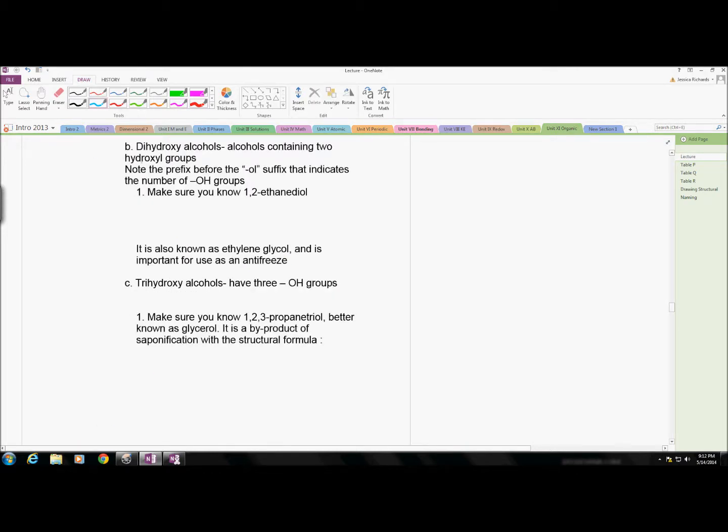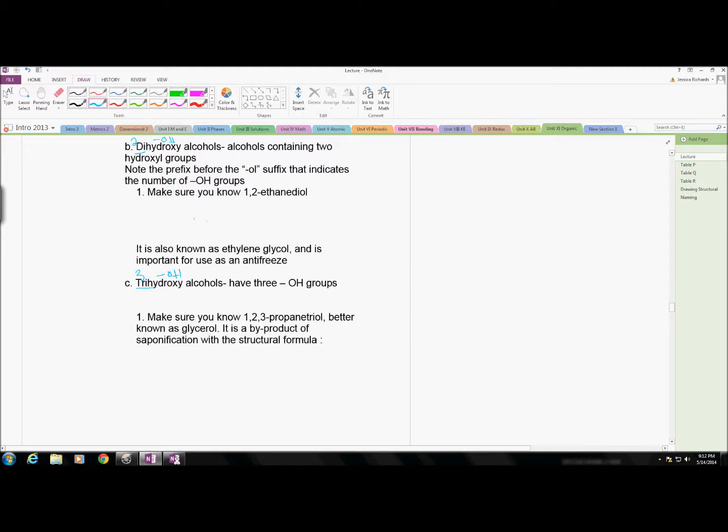Two other classes of alcohols, dihydroxy, meaning that there are 2 hydroxyl groups, and trihydroxy, meaning that there are 3 hydroxyl groups, are also ones that you should recognize, but you don't have to know the term dihydroxy alcohol.